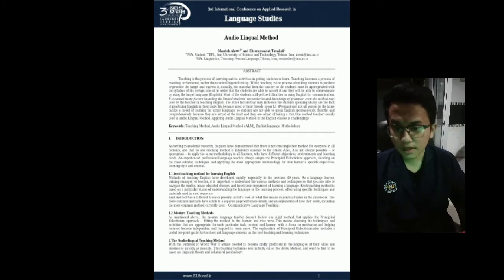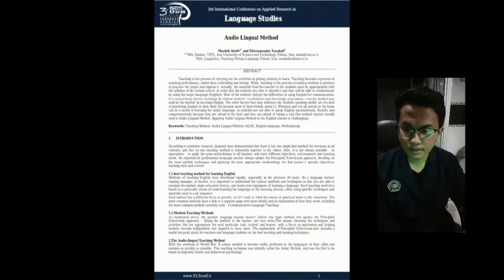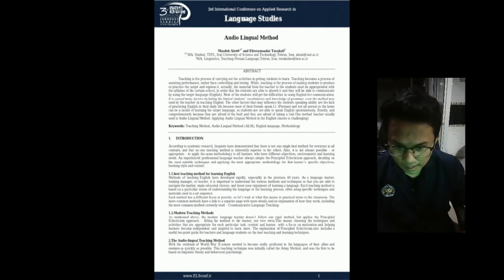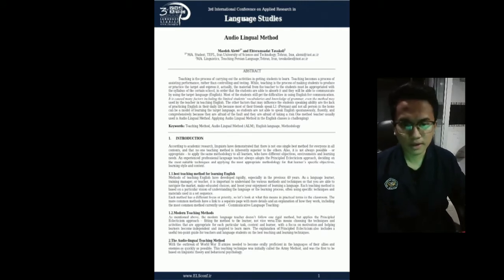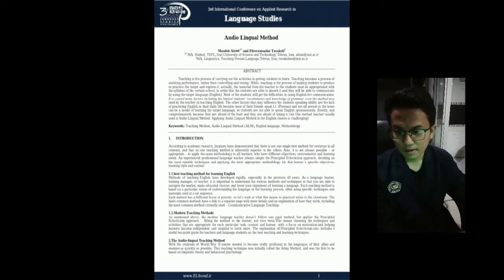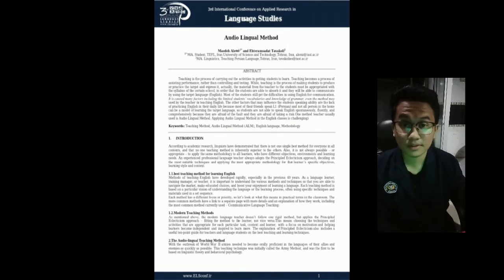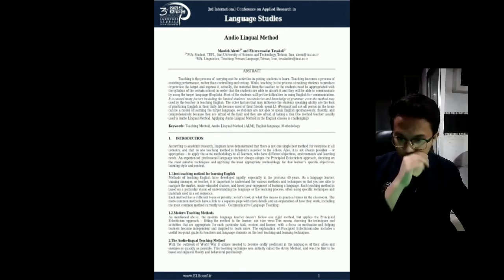So let's take a look at what this means in practical terms in the classroom. The more common methods have a link to a separate page with more details and explanation of how they work, including the most common method currently used, communicative language teaching.